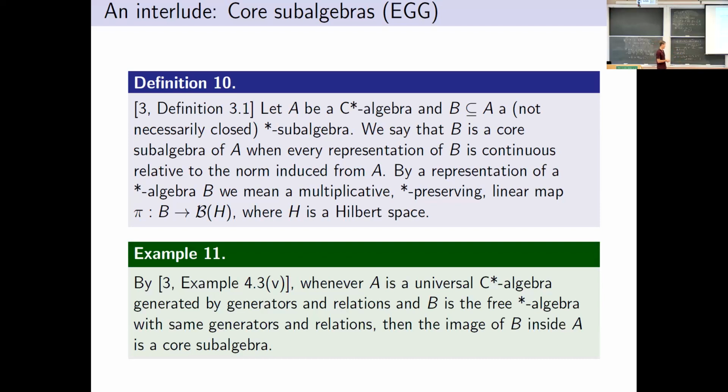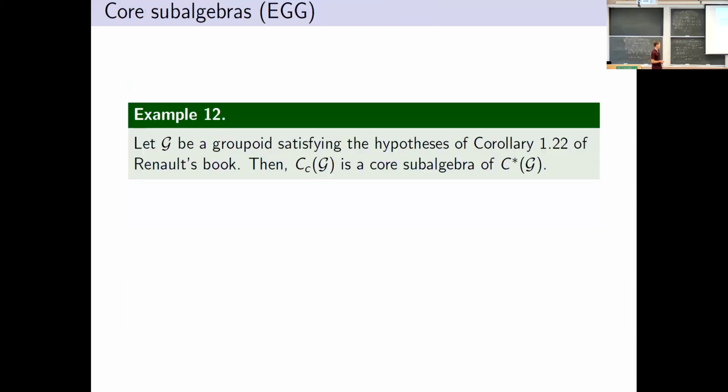So an example here is if you have a universal star algebra A generated by generators and relations, and you take B to be the free star algebra with the same generators and relations, then the image of B inside of A is a core subalgebra. If you take G to be a groupoid satisfying the hypotheses in Bruno's book, second countable, and so on, then the continuous functions of compact support form a core subalgebra of C star of G.